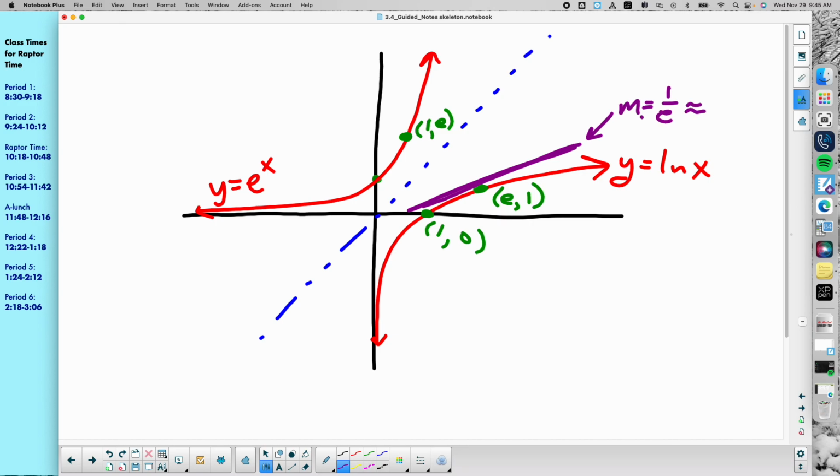Which is approximately... what is it, 0.35? Yeah, approximately. Did you do that off the top of your head? I didn't memorize it. It's like 2.36 something. That is impressive.